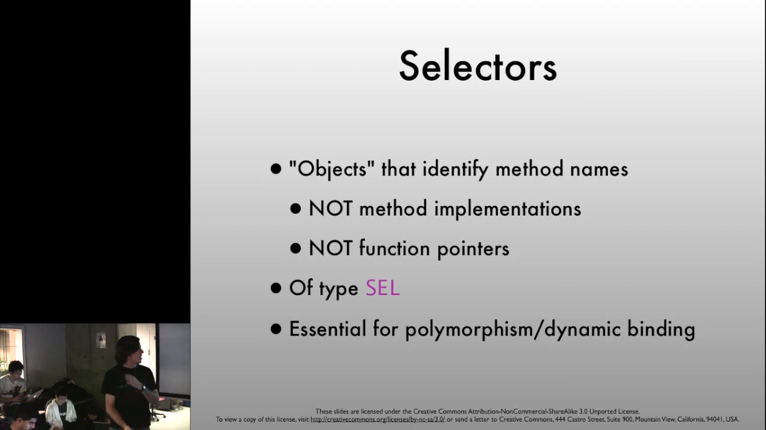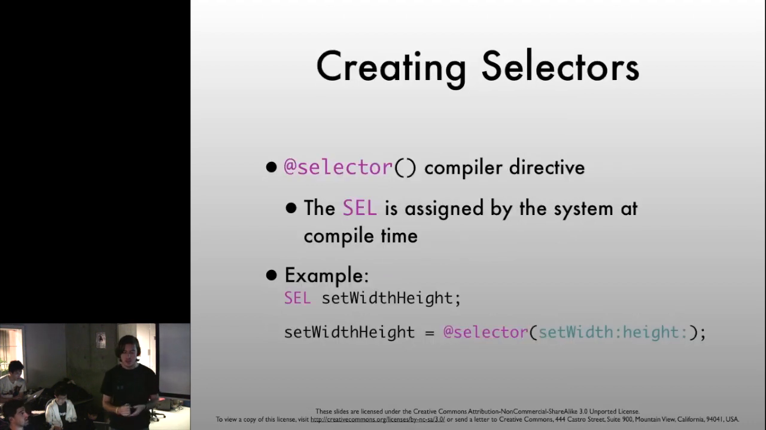There's a bit of implementation detail that makes it more efficient, but you can create selectors using the compiler directive @selector, paren. Within the parentheses, you put the literal text of the selector. So here, in this bottom example, we're selecting a method setWithHeight. Under the hood, a selector is basically an integer value. I think it's essentially a hash of the selector string.